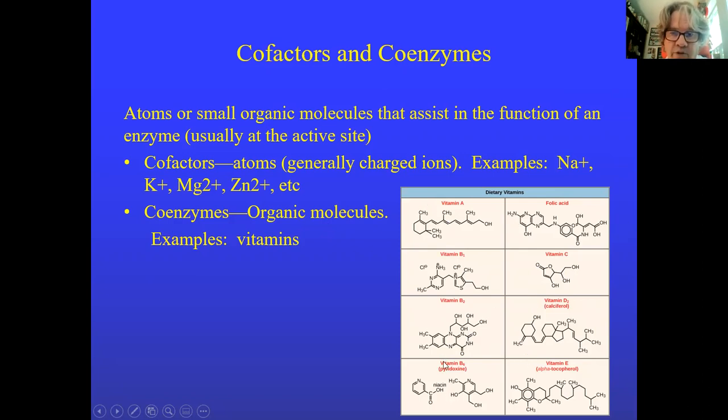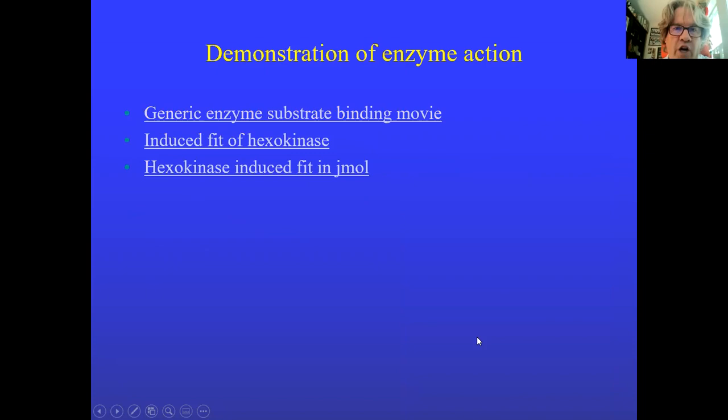Most of the time in humans, we don't synthesize most of these. Other organisms have to synthesize these for us, and then we consume them and use them in our enzymes. Those are called coenzymes. There are lots of videos of this happening, and you should watch some of these. I'm not going to show them all here, but you should watch these. These are YouTube videos.